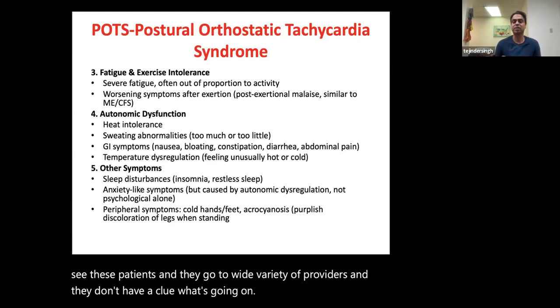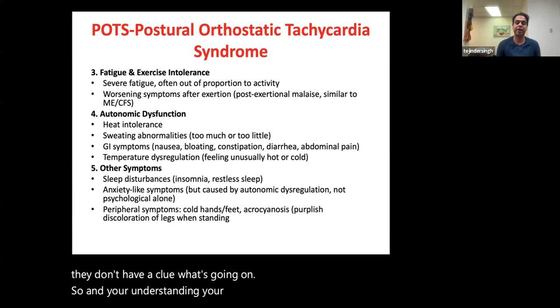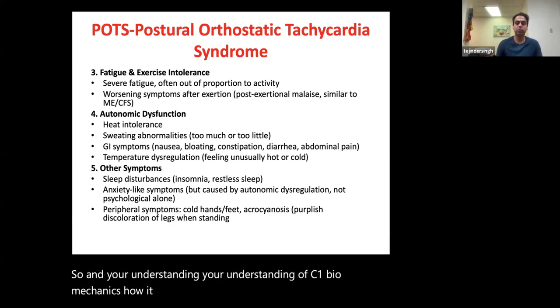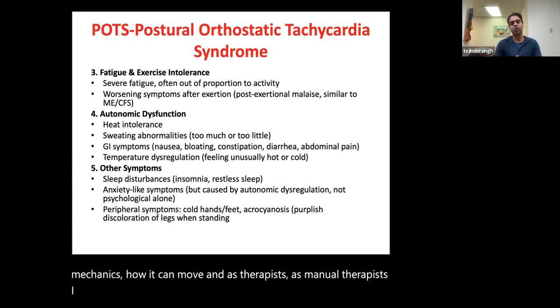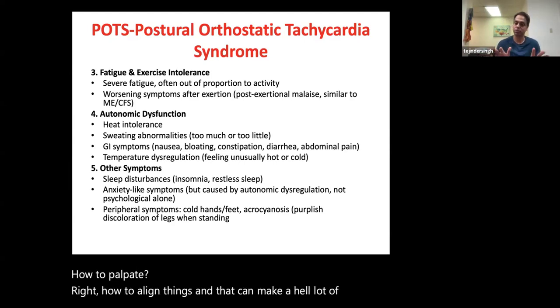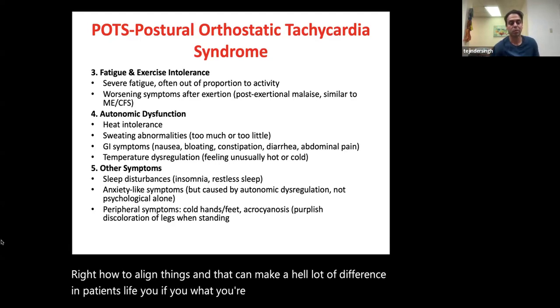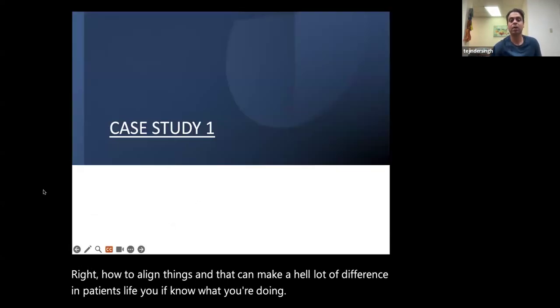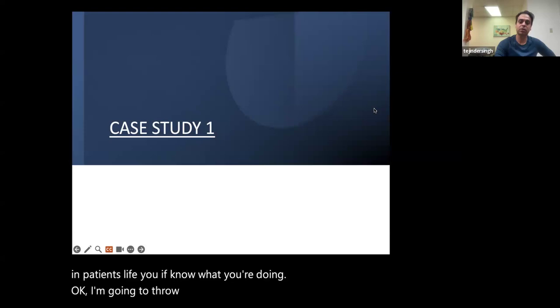So, your understanding of C1 biomechanics, how it can move. And as therapists, as manual therapists, I think we have a very good understanding of how to palpate, right? How to align things, and that can make a hell of a lot of difference in a patient's life if you know what you're doing. I'm going to throw out a few case studies, and I'm going to talk about case study 1.